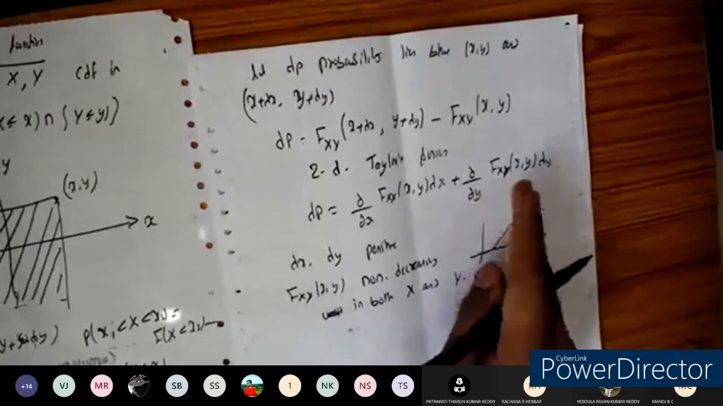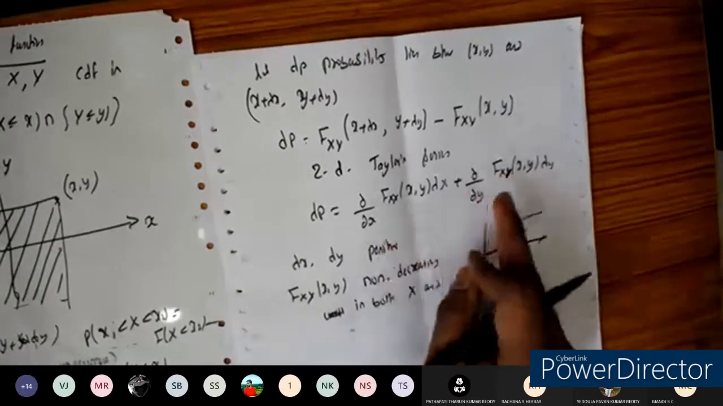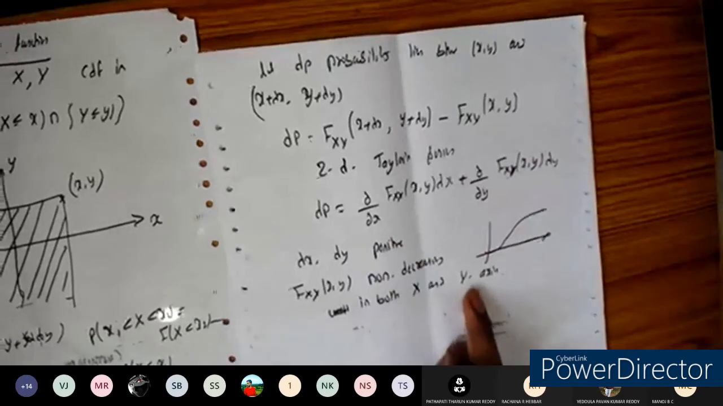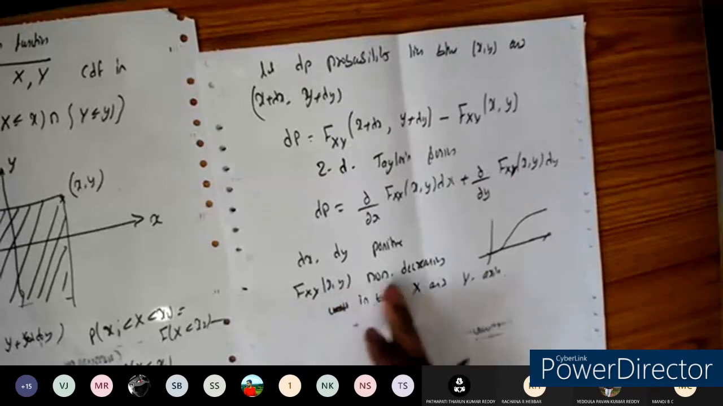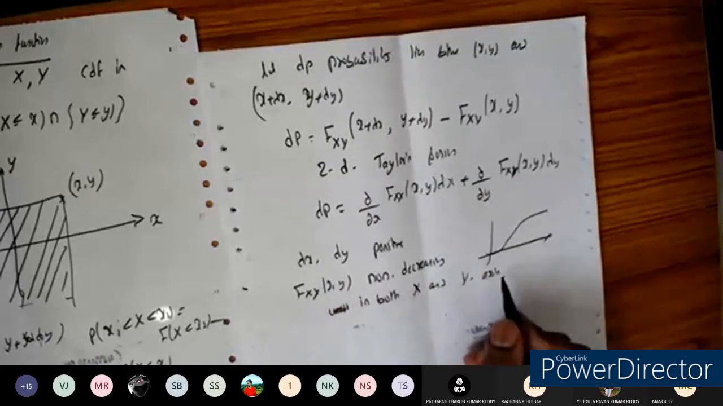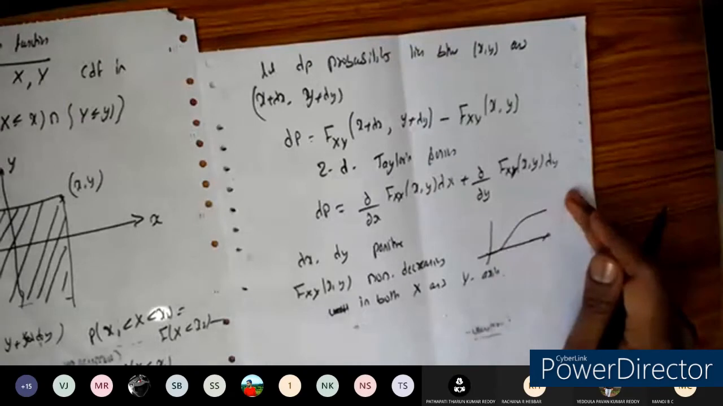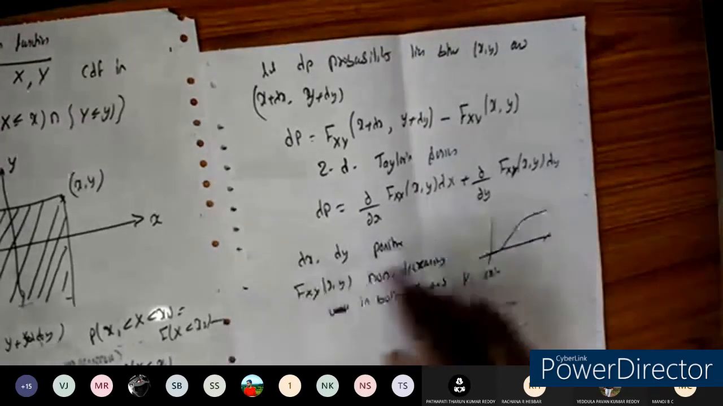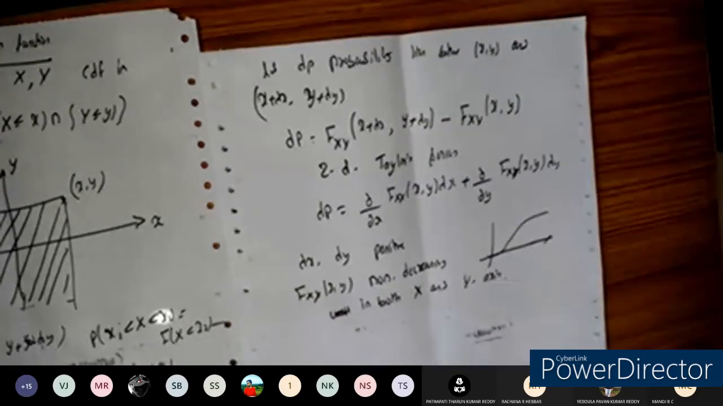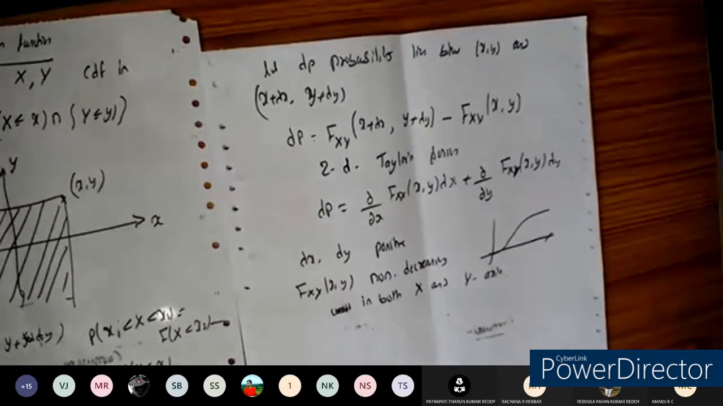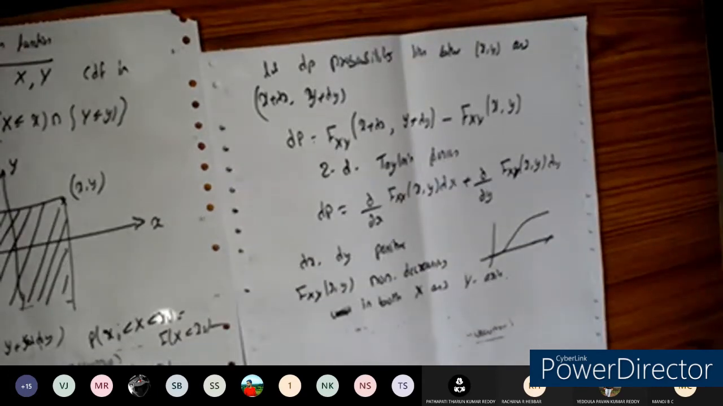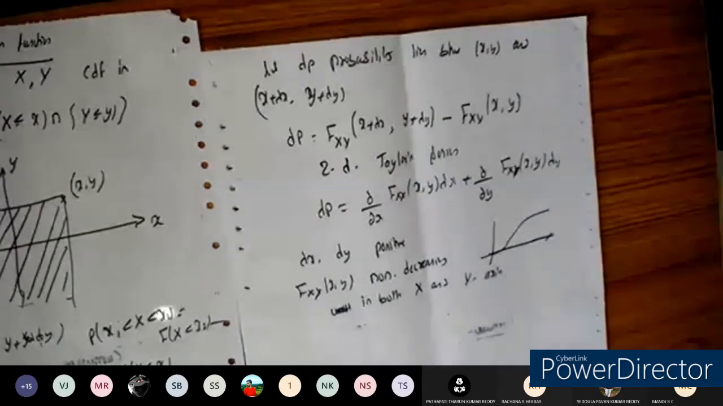Also, the properties we applied for the CDF can be extended to the bivariate CDF too. That is, F of xy of x comma y is a non-decreasing function in both the x and y axes; it will only be increasing. Like this we can define the bivariate CDF for the two random variables, and the examples can be given like this. We have seen four properties of the CDF, and the same thing can be extended for the bivariate CDF also.